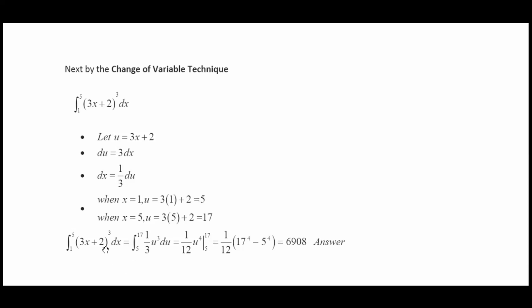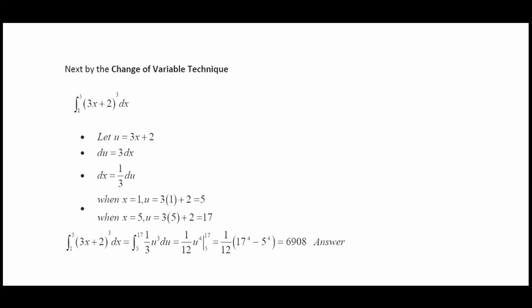Or get these new numbers, 5 to 17, but then put it back in 3x plus 2 for u. You're going to get the wrong answers. If you're going to go from the x variable from 1 to 5 to the u variable to 5 to 17, you've got to be consistent. You either change all the way or you don't change at all. But this is a much more compact way of doing it.